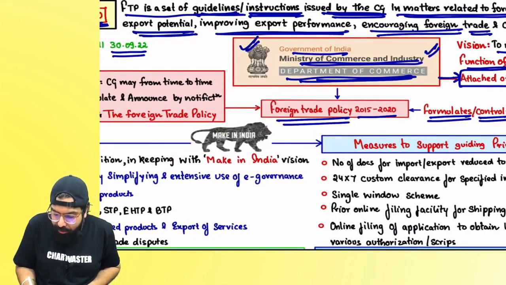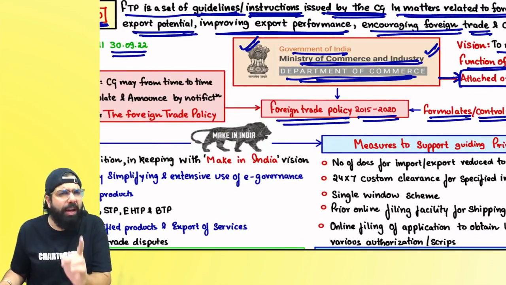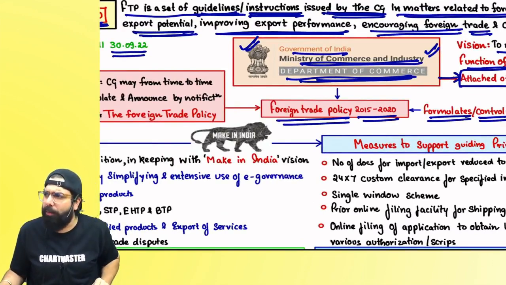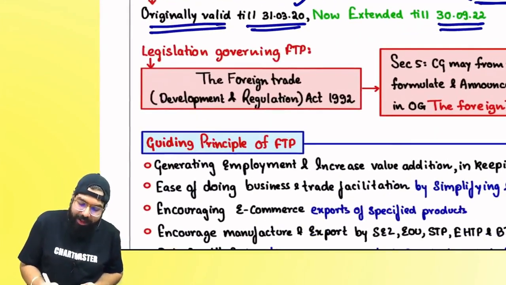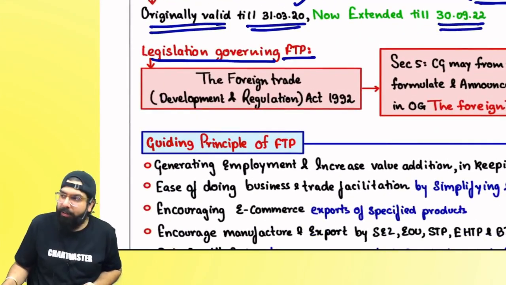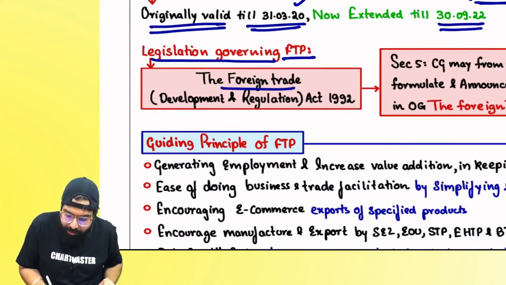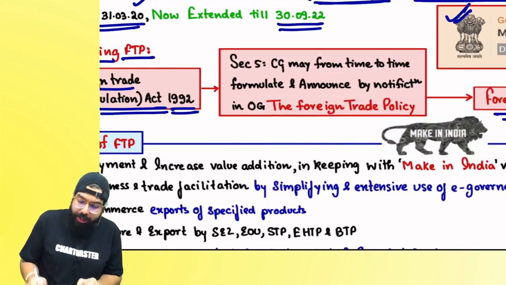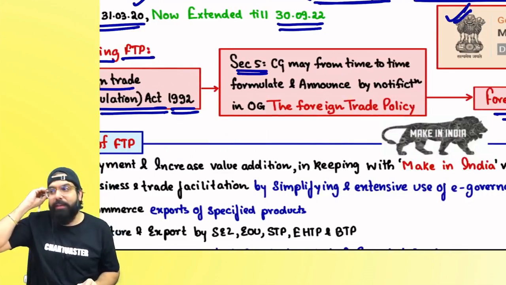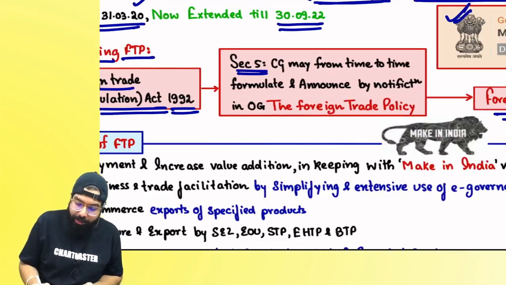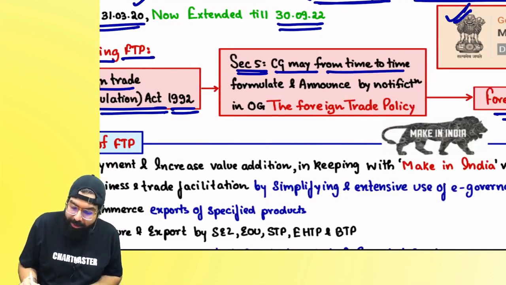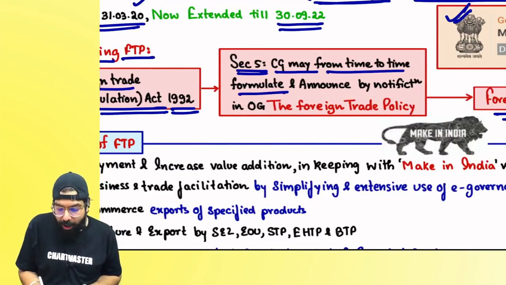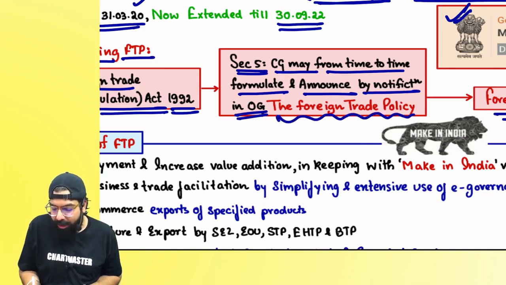Now, for the foreign trade policy 2015 to 20, who gave you the power to make the foreign trade policy? Someone should have given you the power. So we have the legislation governing foreign trade policy, the Foreign Trade Development and Regulation Act 1992. Section 5 gives the central government the power that the central government may from time to time formulate and announce by notification, in the official gazette, the foreign trade policy.